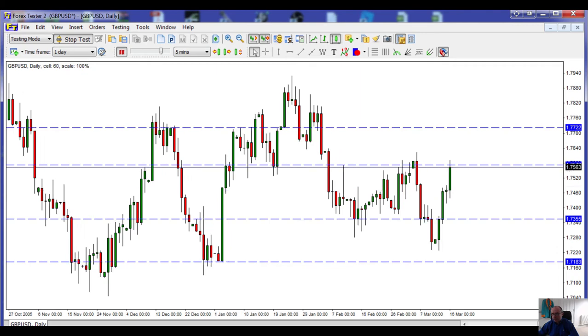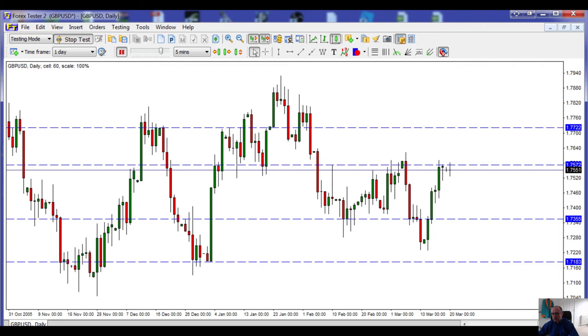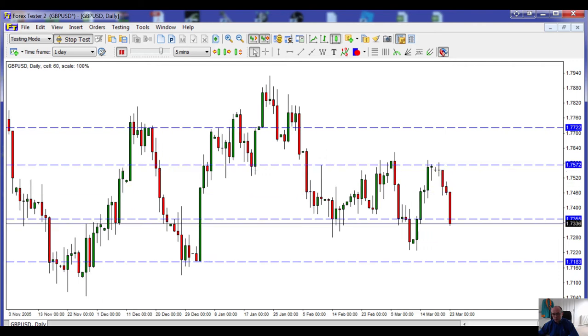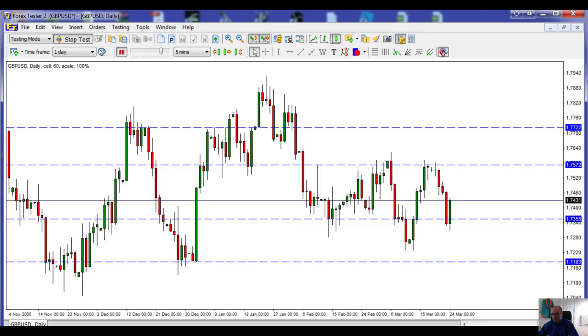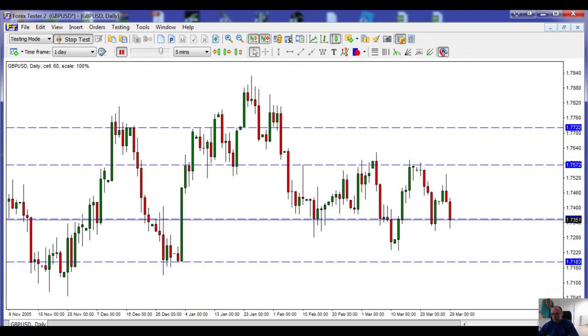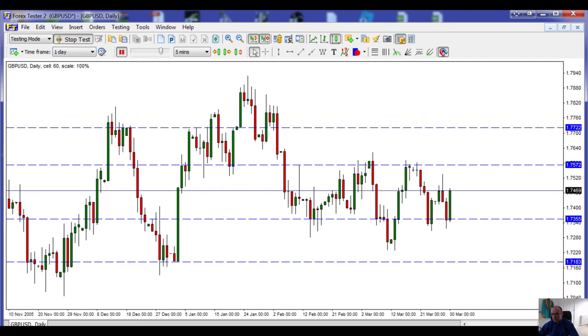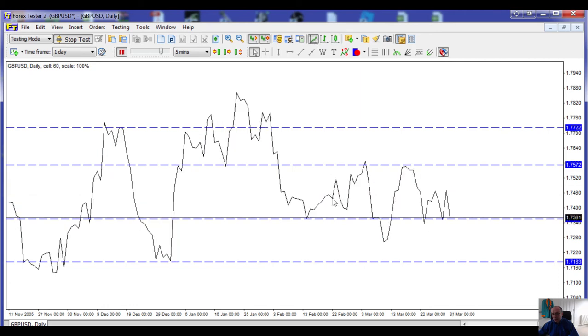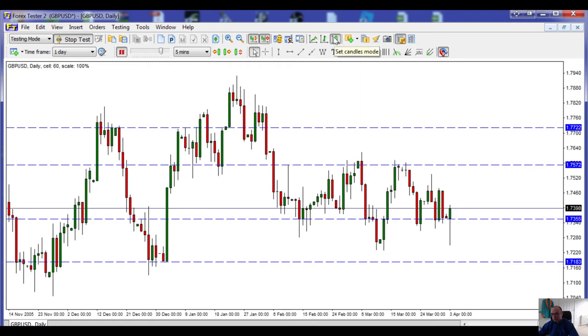Up to the resistance, holds it, rolls back over, back down to previous support, holds it again, pushes up. See how these levels are so well respected. Back down again and respected yet again. You see here on the line chart how important this line is now. There, there, there, there. Good level. Back to the candlestick chart.